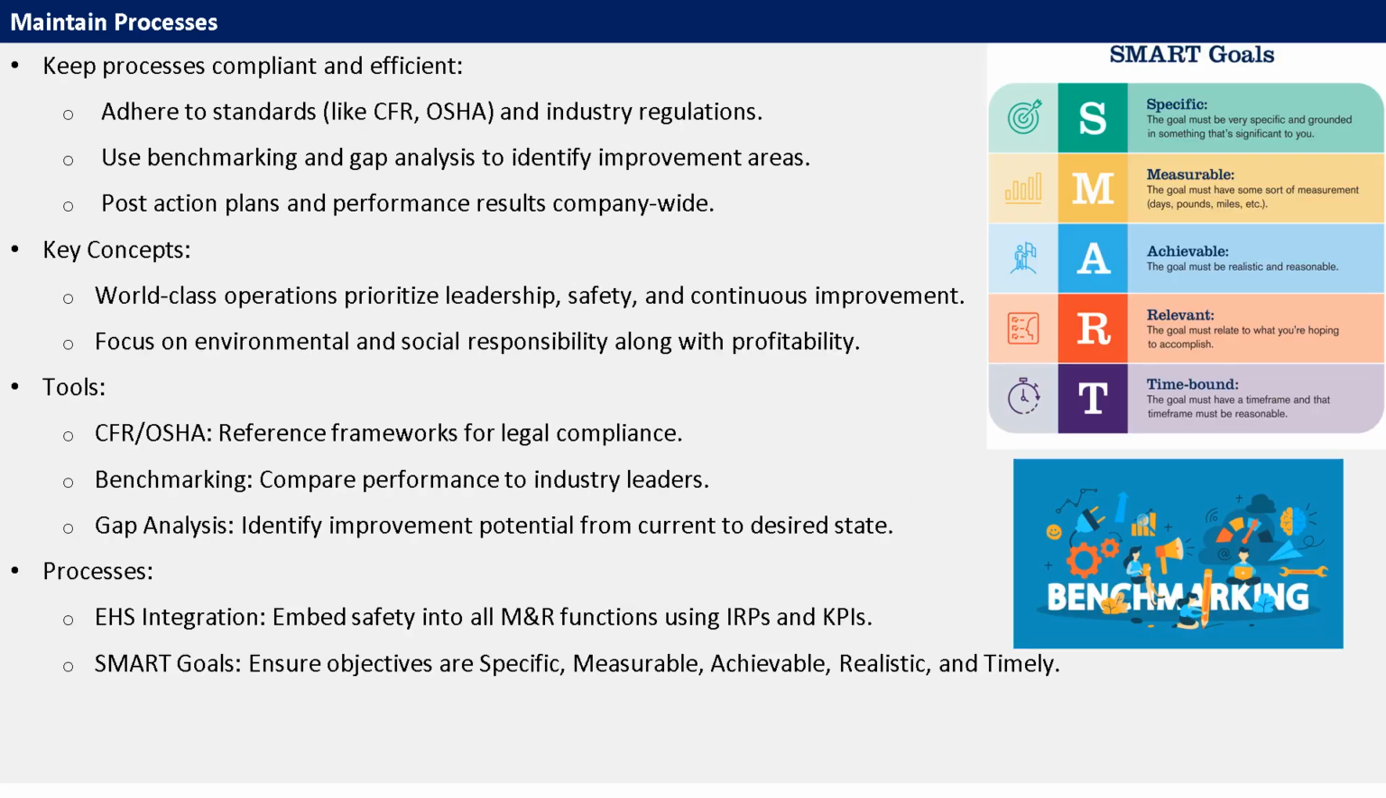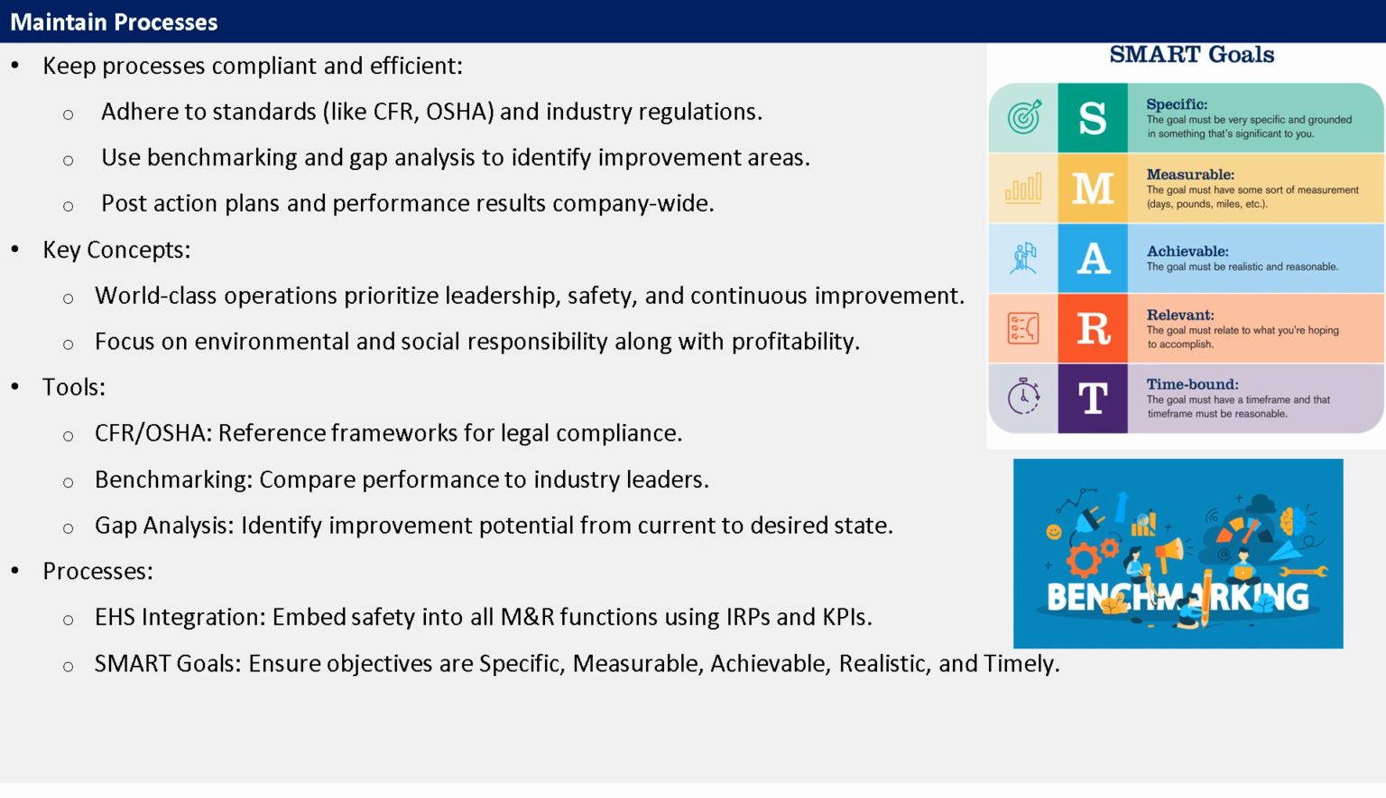Main processes. Keep processes compliant and efficient. This practice focuses on ensuring that all maintenance and reliability (M&R) processes are up to date, compliant with applicable laws and standards, and continuously optimized for efficiency. Compliance is not optional. Organizations must follow government regulations, like OSHA or CFR, and relevant industry standards. At the same time, they should seek opportunities to improve through regular performance checks.